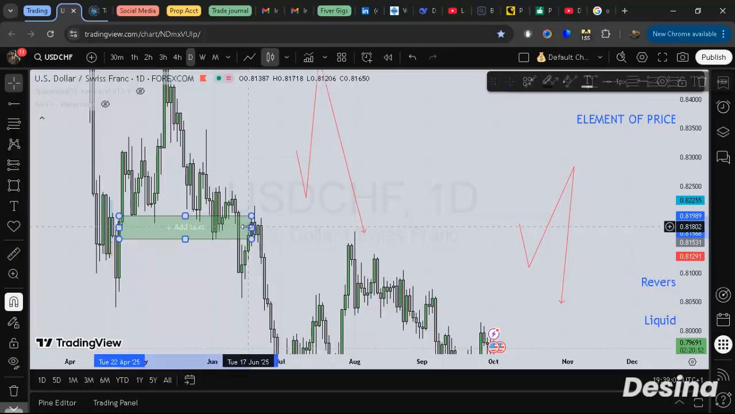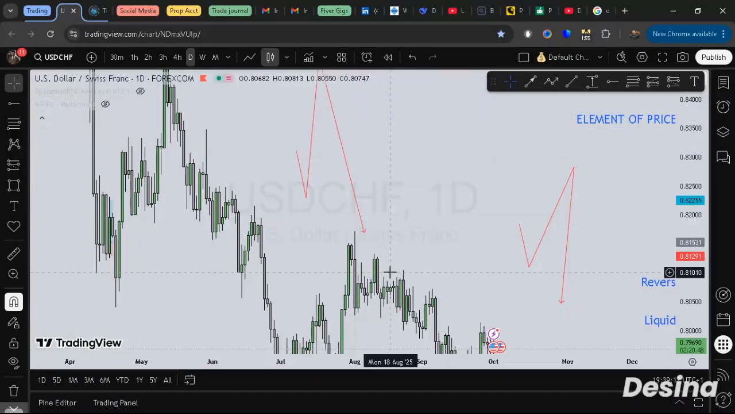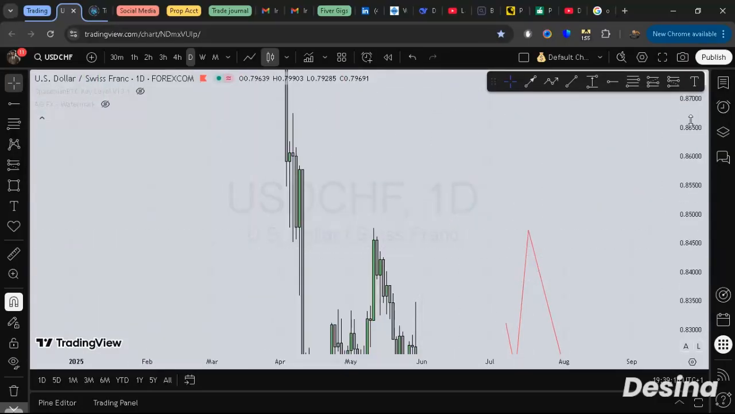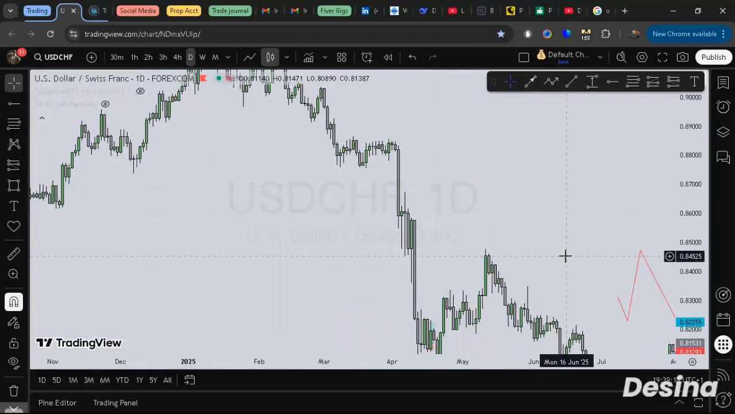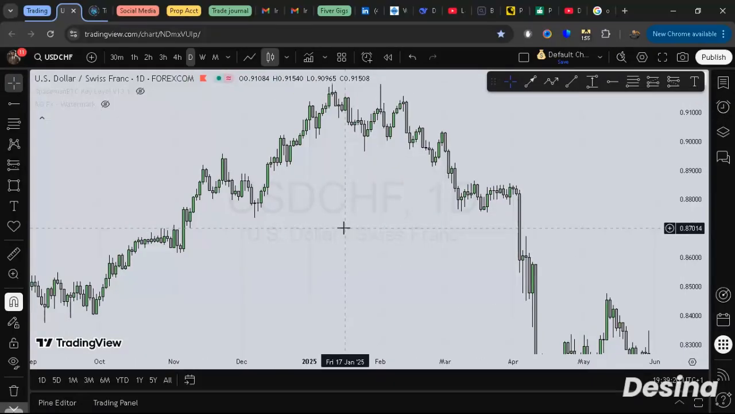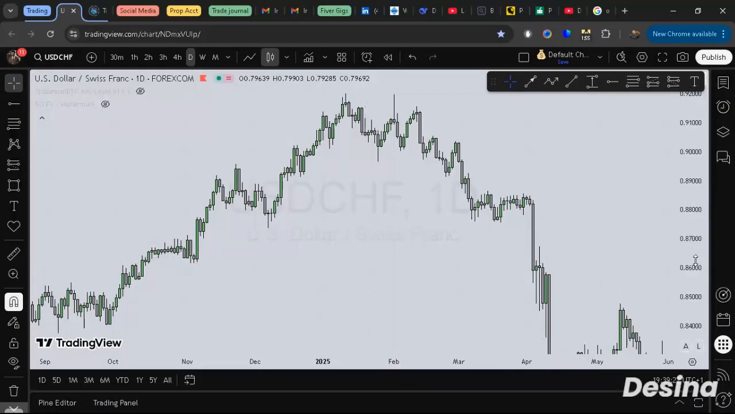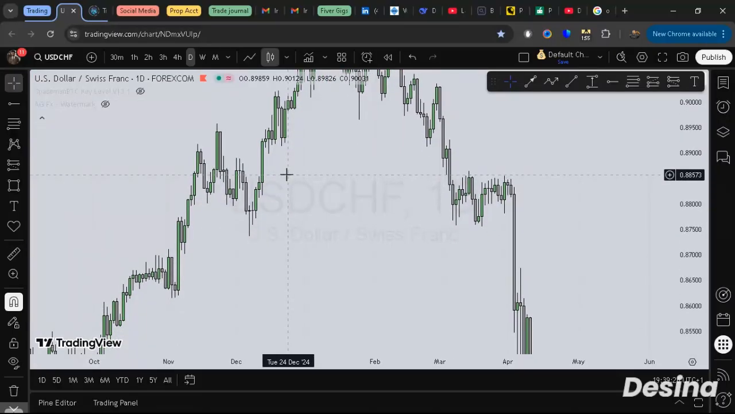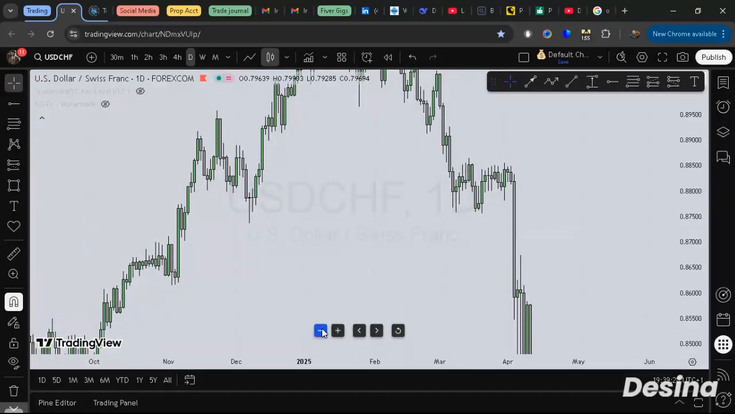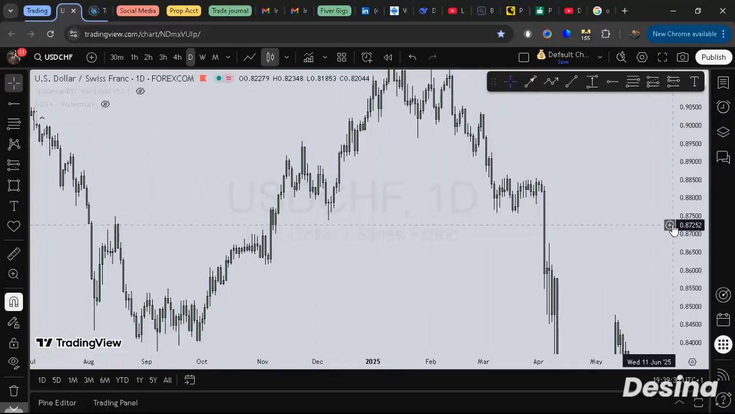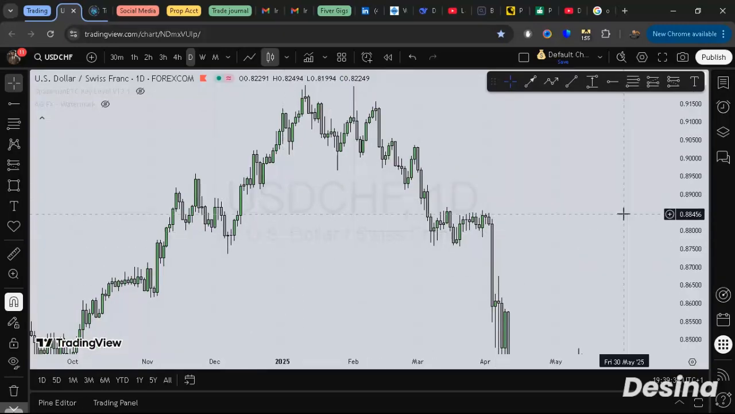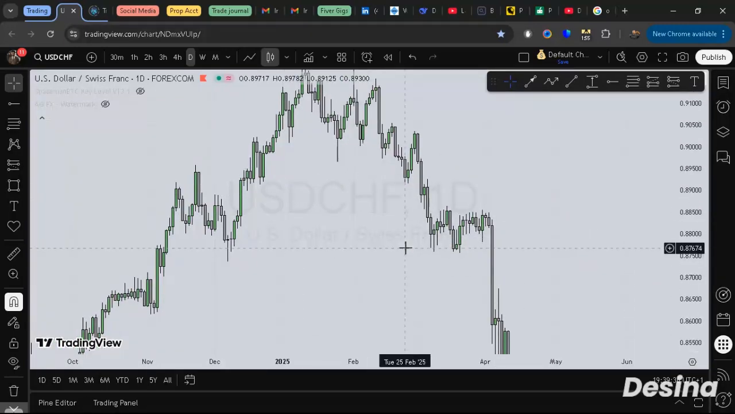Let me look for another example of reversals, if I will get one. I'm looking. Let me look for another example. Okay, let me zoom out now. I'm going to see something here. Okay, let's see something here.